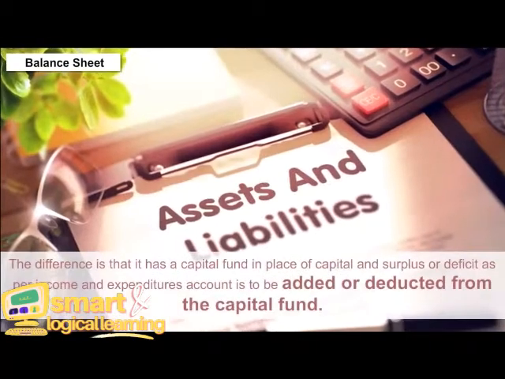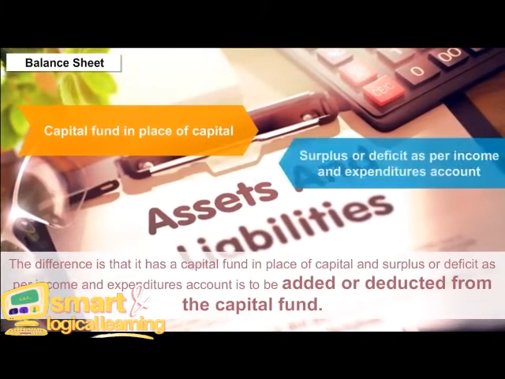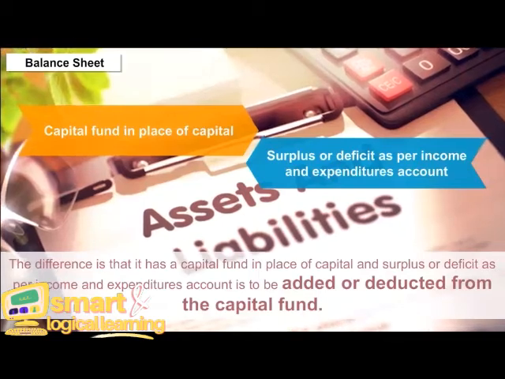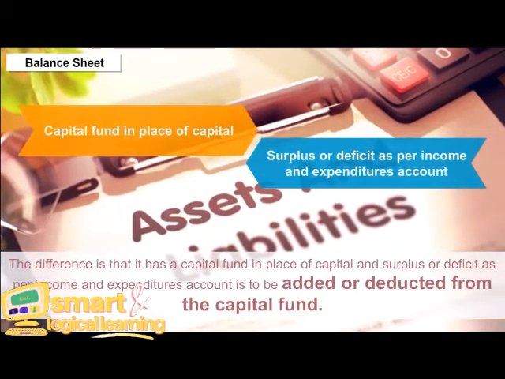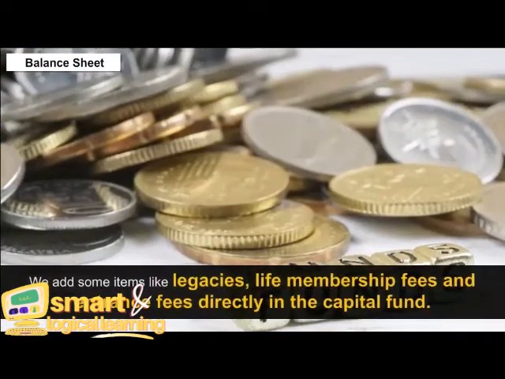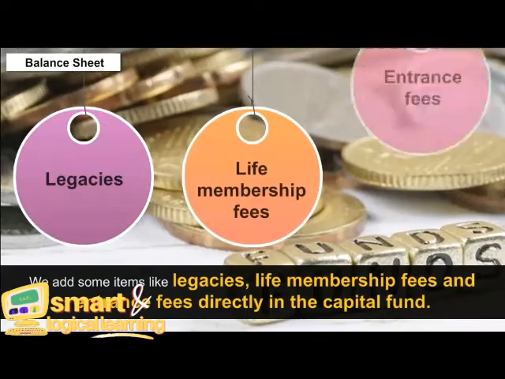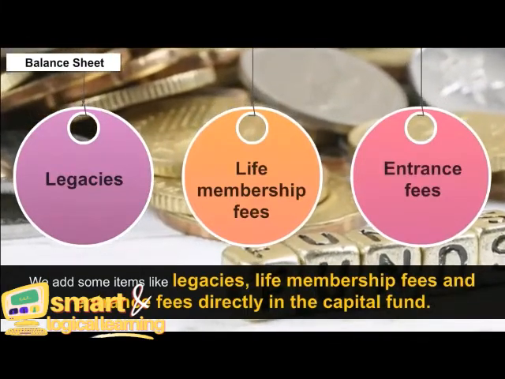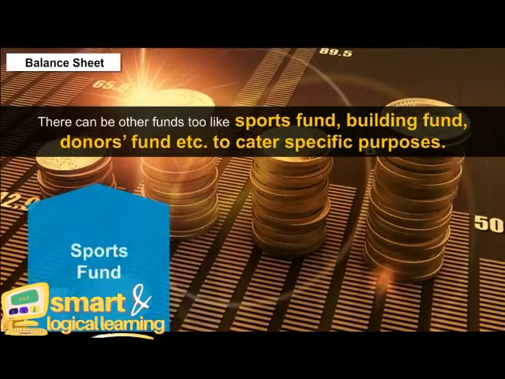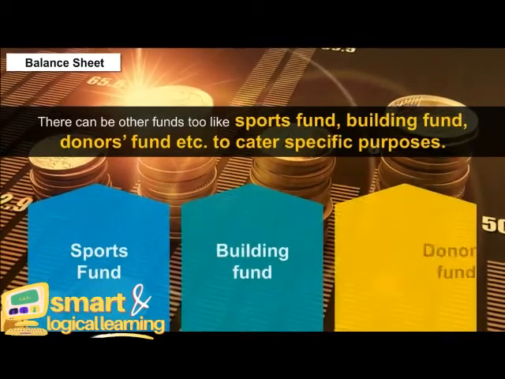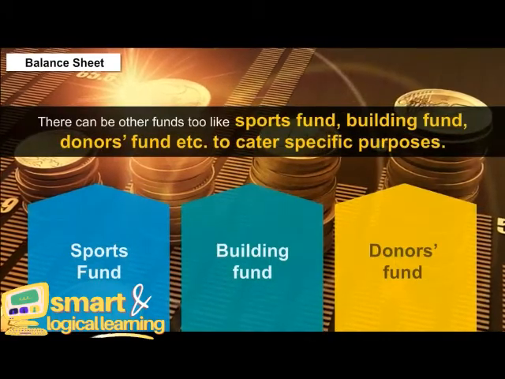The difference is that it has a capital fund in place of capital, and surplus or deficit as per income and expenditure account is to be added or deducted from the capital fund. We add some items like legacies, life membership fees, and entrance fees directly in the capital fund. There can be other funds too, like sports fund, building fund, donors fund, etc., to cater to specific purposes.